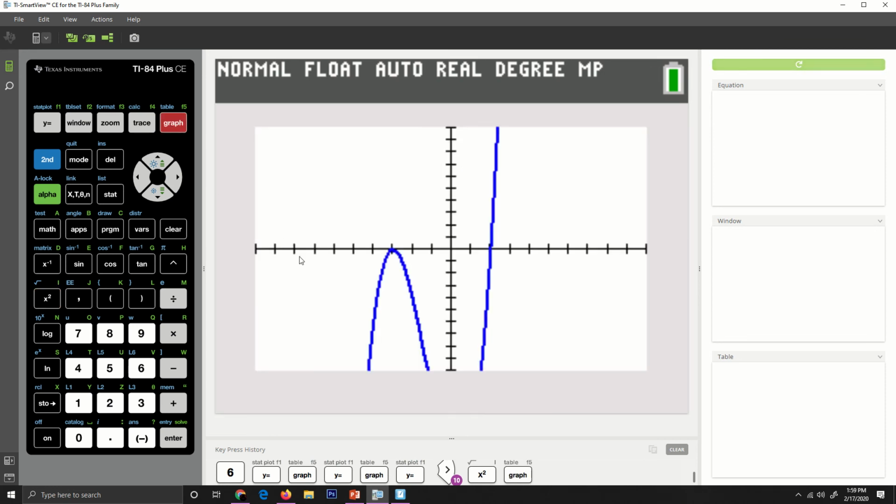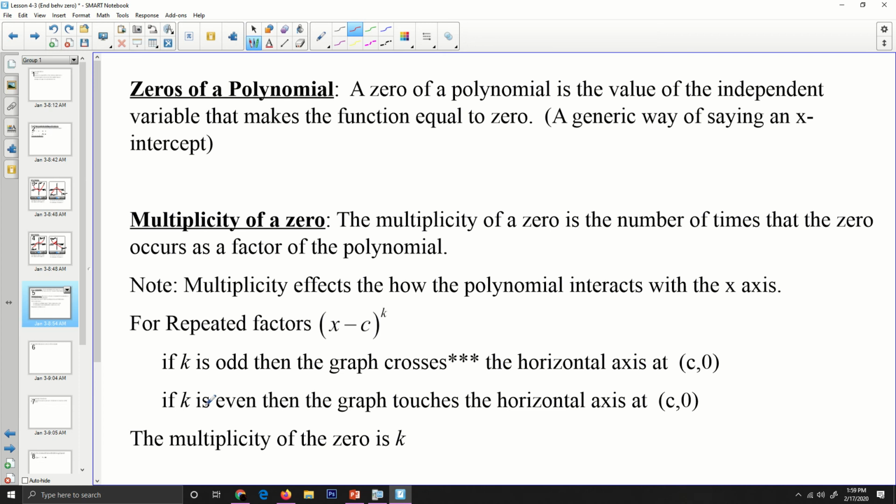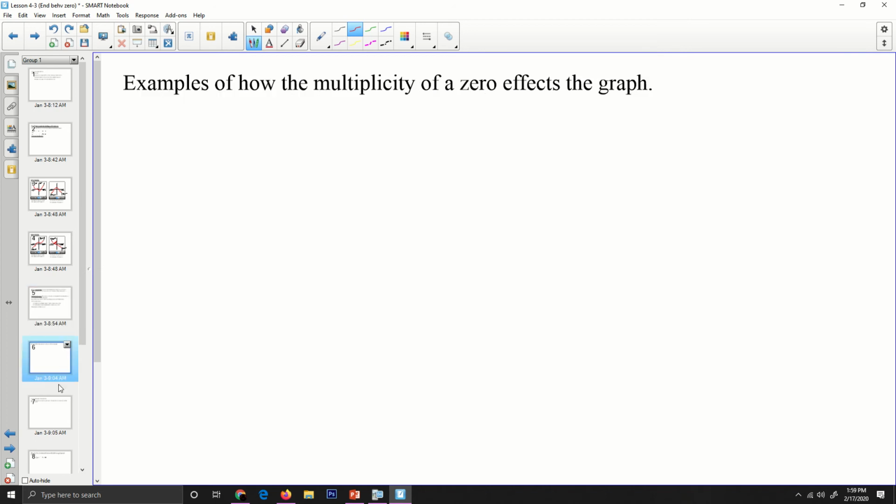And now when I look at the graph, where it is repeated at x equals -3, it no longer goes through, it just touches the x-axis and then comes back down. And so if I go back to here, since k, this exponent here, was an even number, the graph is just going to touch the horizontal axis at c, 0, in this case -3. And the multiplicity is now going to be 2. So let's take a look.